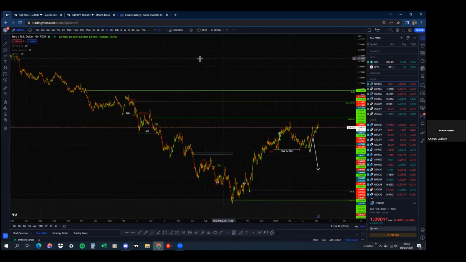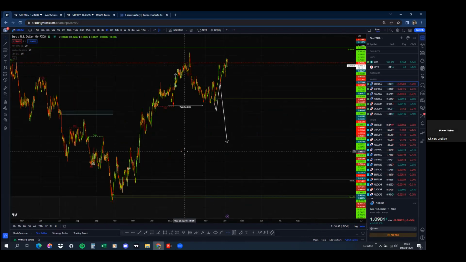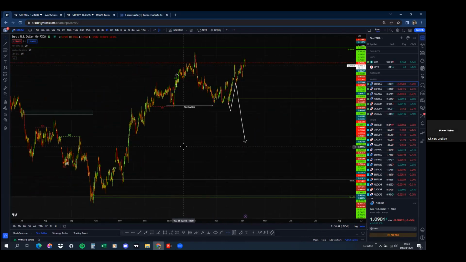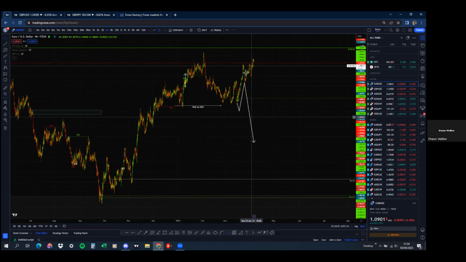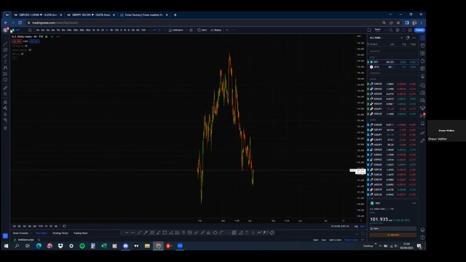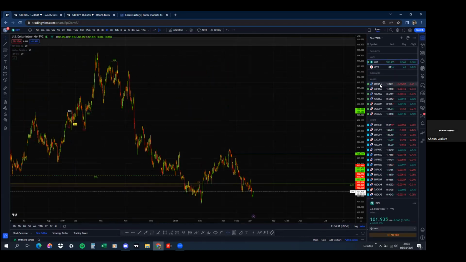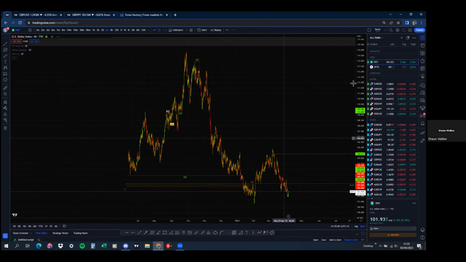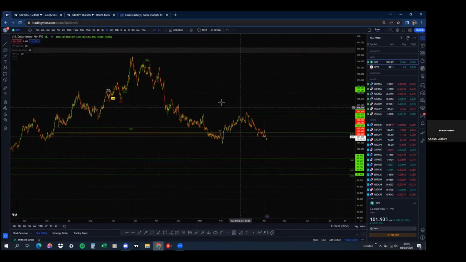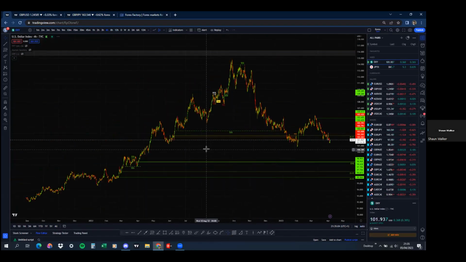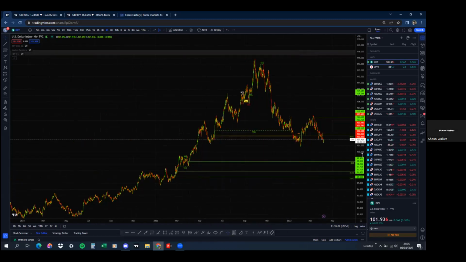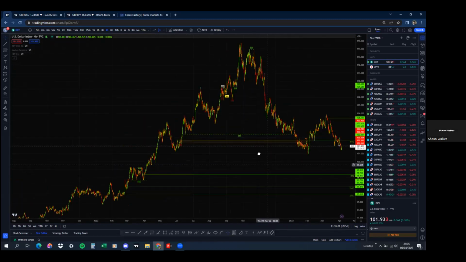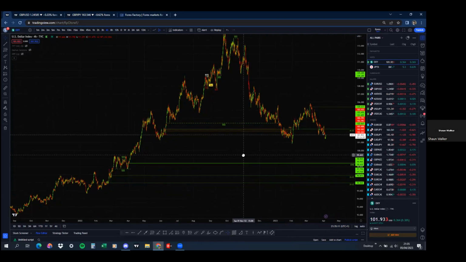What I would generally do on a Monday or a Sunday night is open the charts and start off with the DXY and work my way through the majors. Just looking at this here, you can argue that you've had a break of structure on both sides.